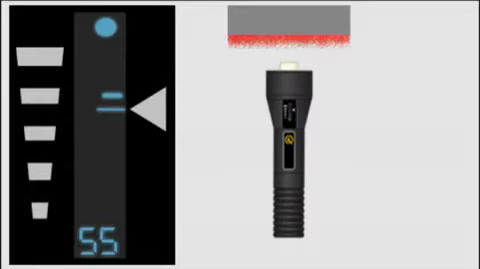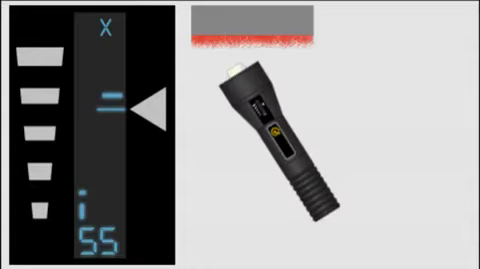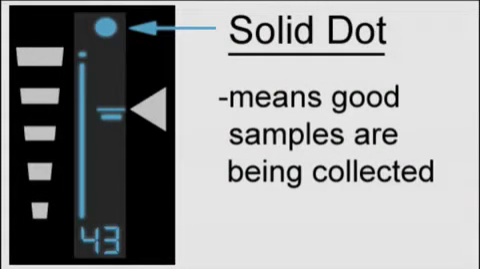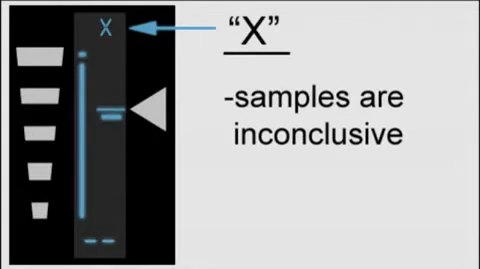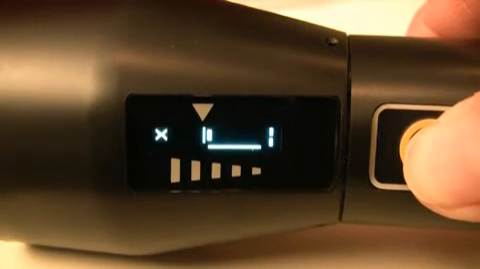An amplitude indicator measures the strength of the ultrasonic echo and helps the user orient the probe properly. A high position indicates good probe orientation relative to perpendicular. A low amplitude indicator position means either the probe is poorly oriented or thicker powder is being measured. When the probe is in proper position and good samples are being collected, a solid dot blinks. When samples are inconclusive, an X blinks. Here is a close-up view of a good measurement operation.